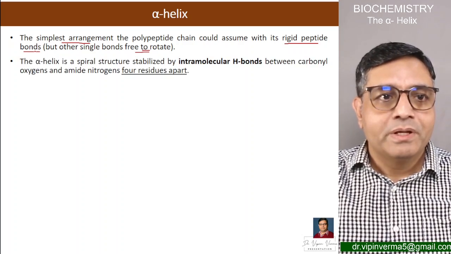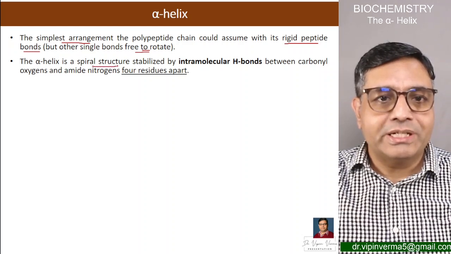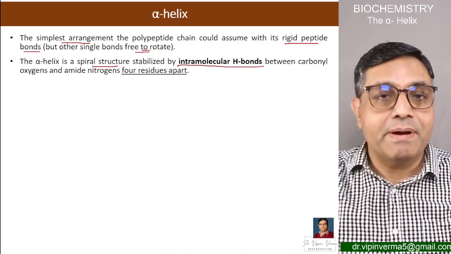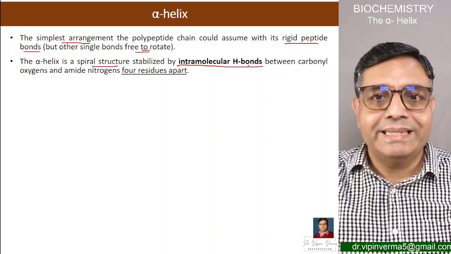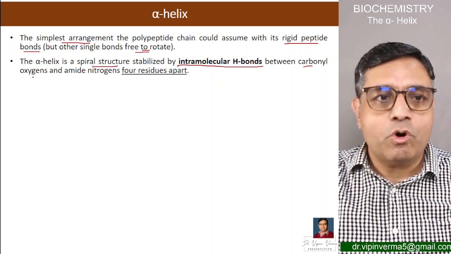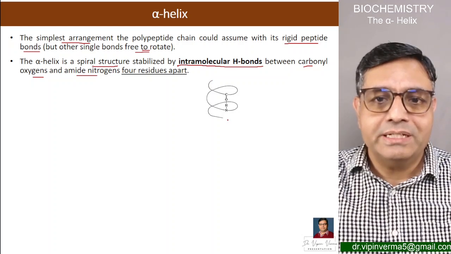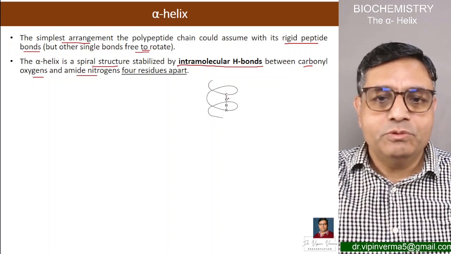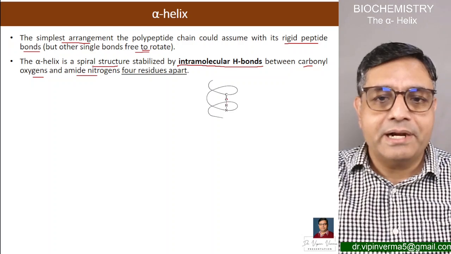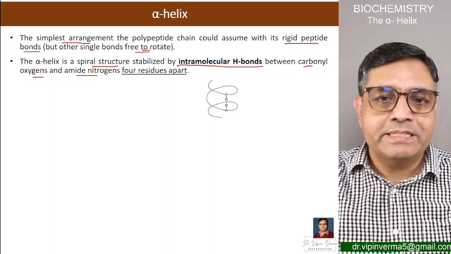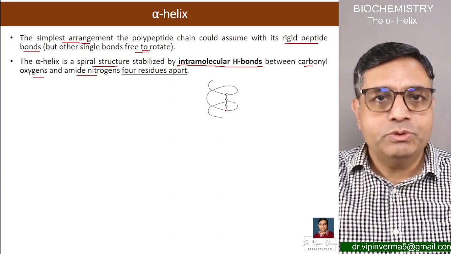Okay. So the alpha helix is a spiral structure which is stabilized by intramolecular hydrogen bonds. Remember, intramolecular hydrogen bonds, and these bonds form between the carbonyl oxygens and the amide nitrogens, which are approximately four residues apart. You can see here the helical structure, and in one residue this is the CO, and in the other residue it is the NH group, and they are making the hydrogen bonds. If we calculate how far they are from each other, they are around 4 residues apart.